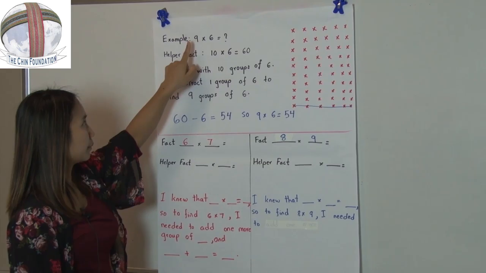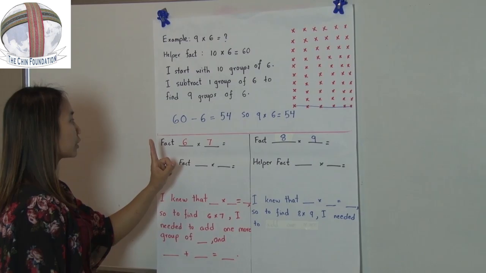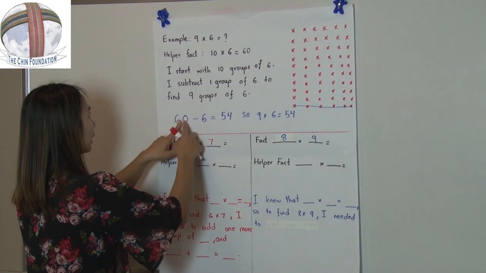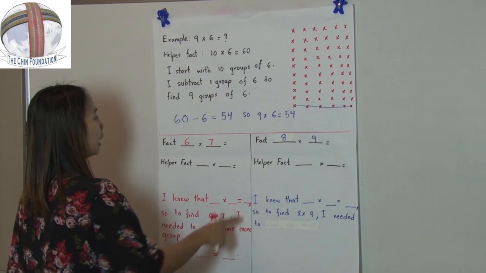I start with 10 groups of 6. I subtract 1 group of 6 to find 9 groups of 6. 10 times 6 is 60, take away one group of 6, 6 times 9, 60 minus 6 is 54. So 9 times 6 is 54.